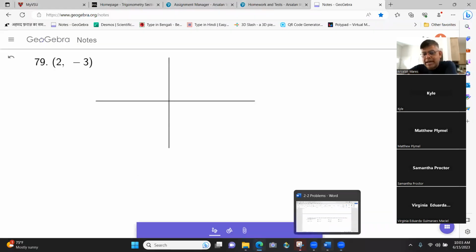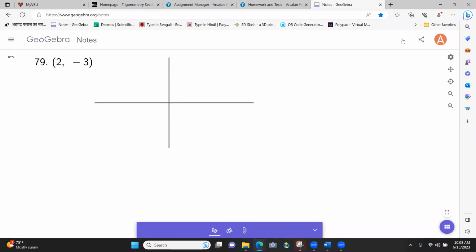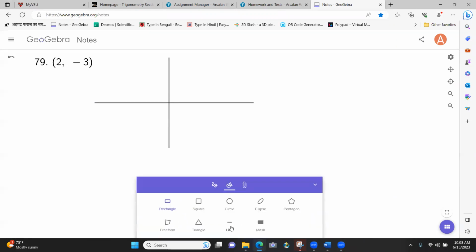All right, guys, we are back and we are working on 79 from 2.2. Again, it's a difficult problem similar to the one we did. I'll do it in detail once again. So I want to know where this point is. This point has its x coordinate positive, its y coordinate negative. And that simply means it's somewhere here.